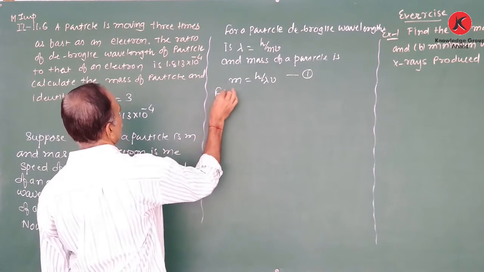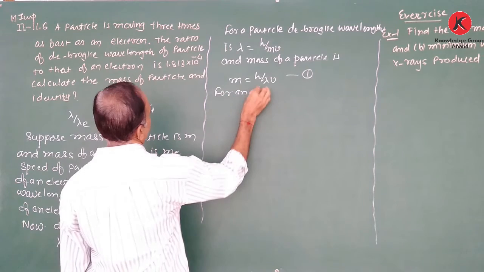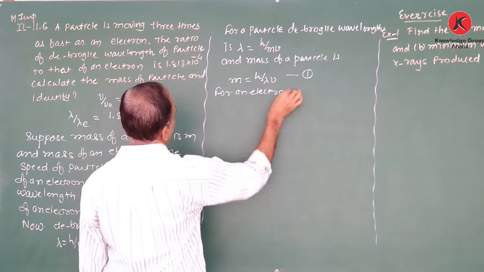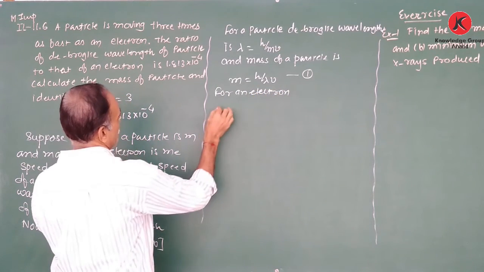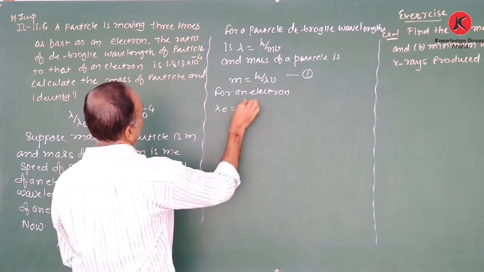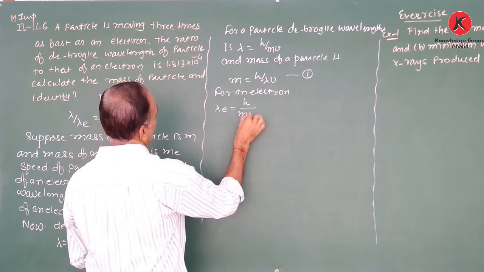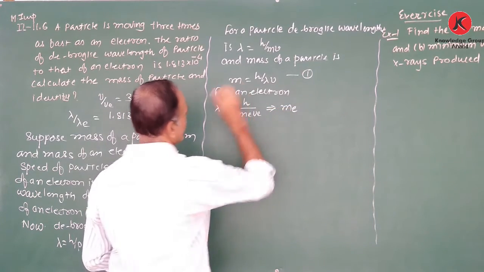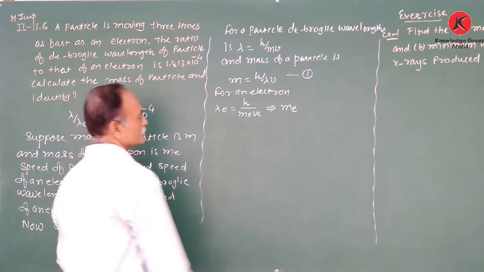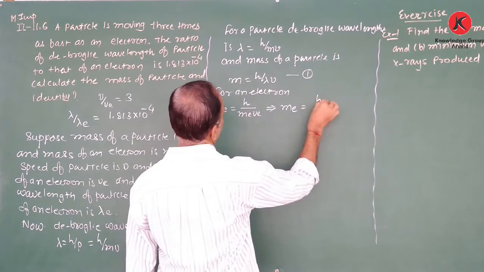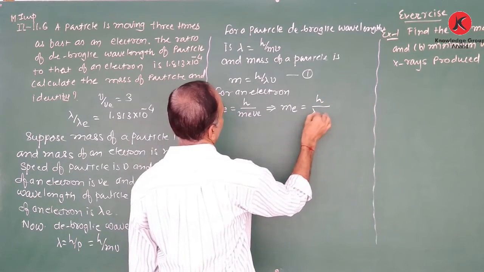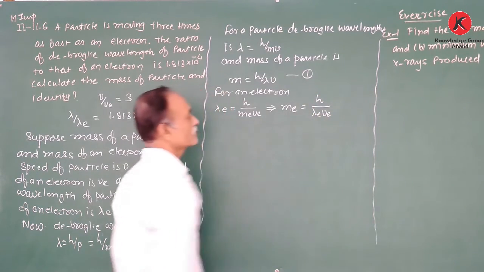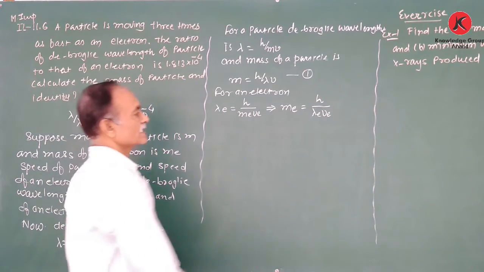For an electron, the de Broglie wavelength lambda_e is equal to h upon m_e v_e. Therefore, the mass of an electron m_e is equal to h upon lambda_e into v_e. Equation number 2.